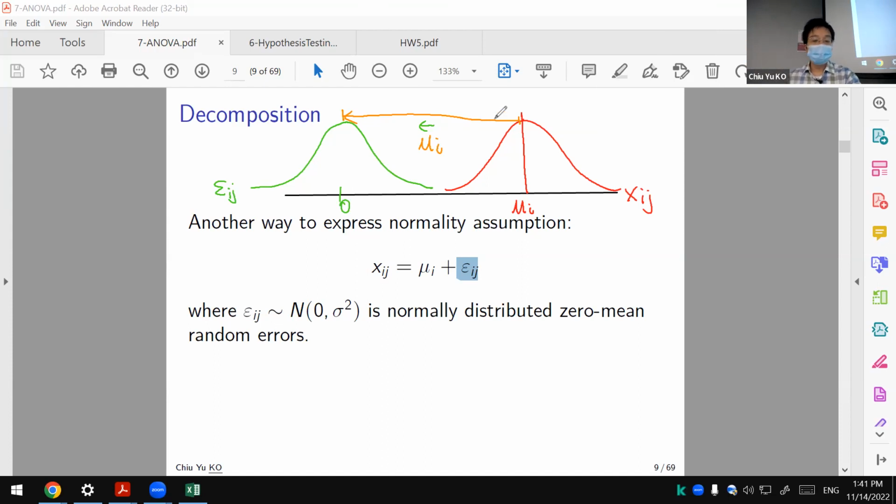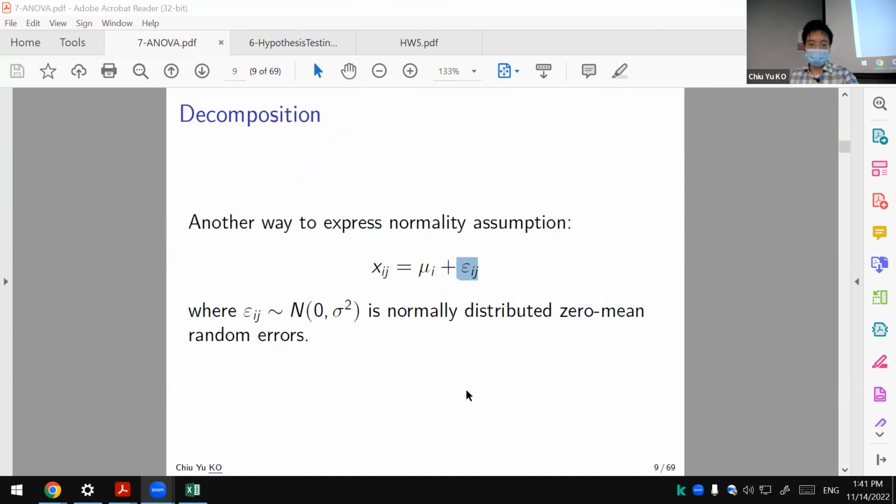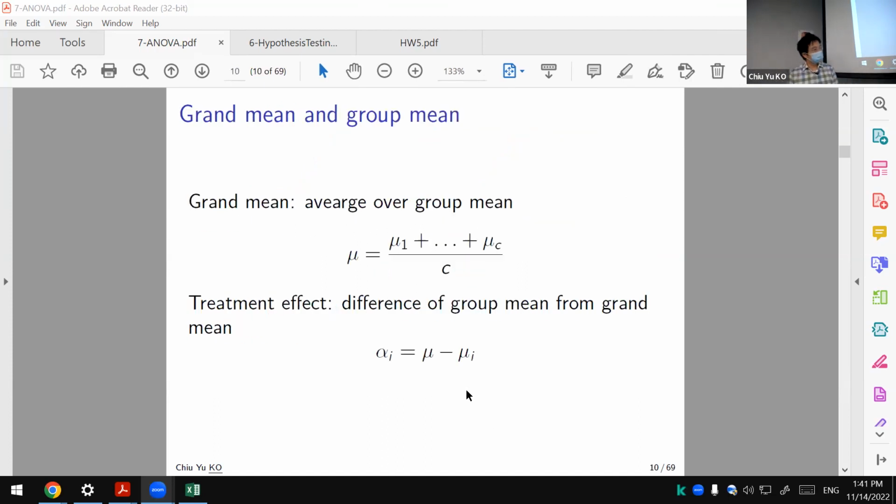Now with this, we will define several things. What we call the grand mean, or overall mean, is the mean of each group's means, which gives you mu. And the group mean minus the grand mean is what we define as the treatment effect. Why do we define it this way?